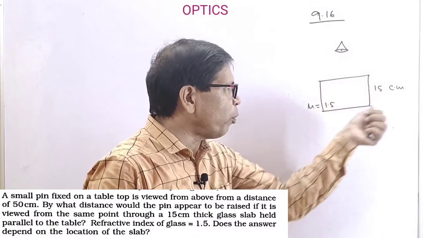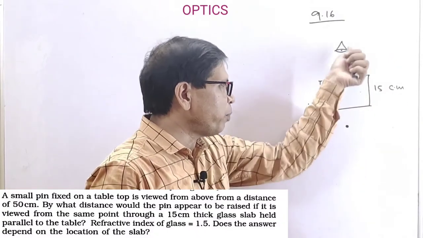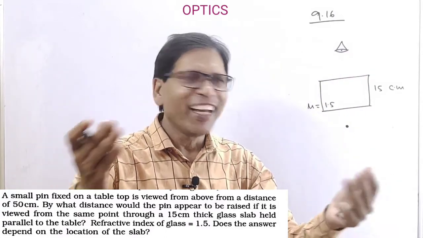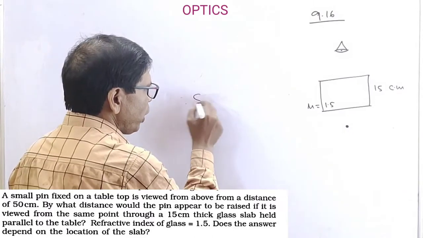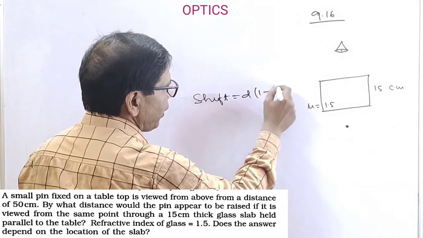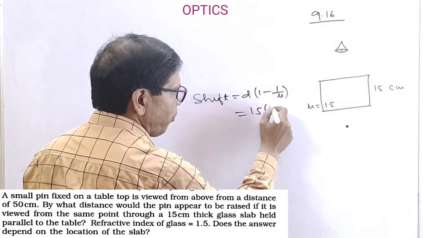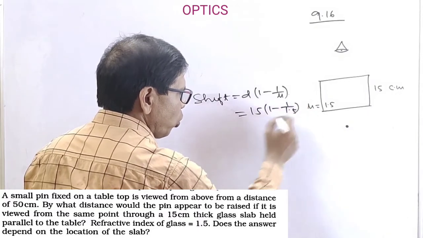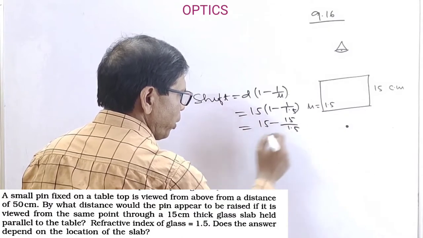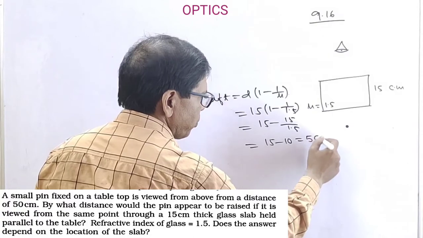A glass slab of thickness 15 centimeter and mu 1.5 is placed between these. What will be the shift of the object? Now we know that the shift of the object is d into (1 minus 1 by mu). So look at this, this is 15 into (1 minus 1 by 1.5). So this is 15 minus 15 by 1.5. So this is 15 minus 10. So this is 5 centimeter.